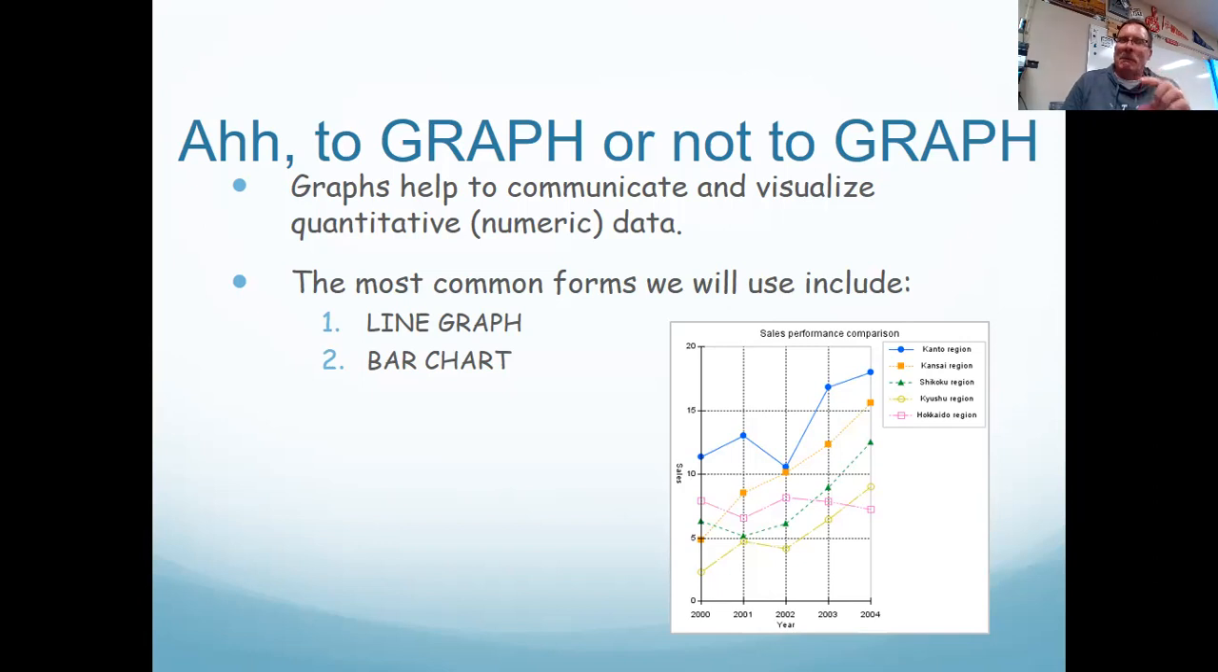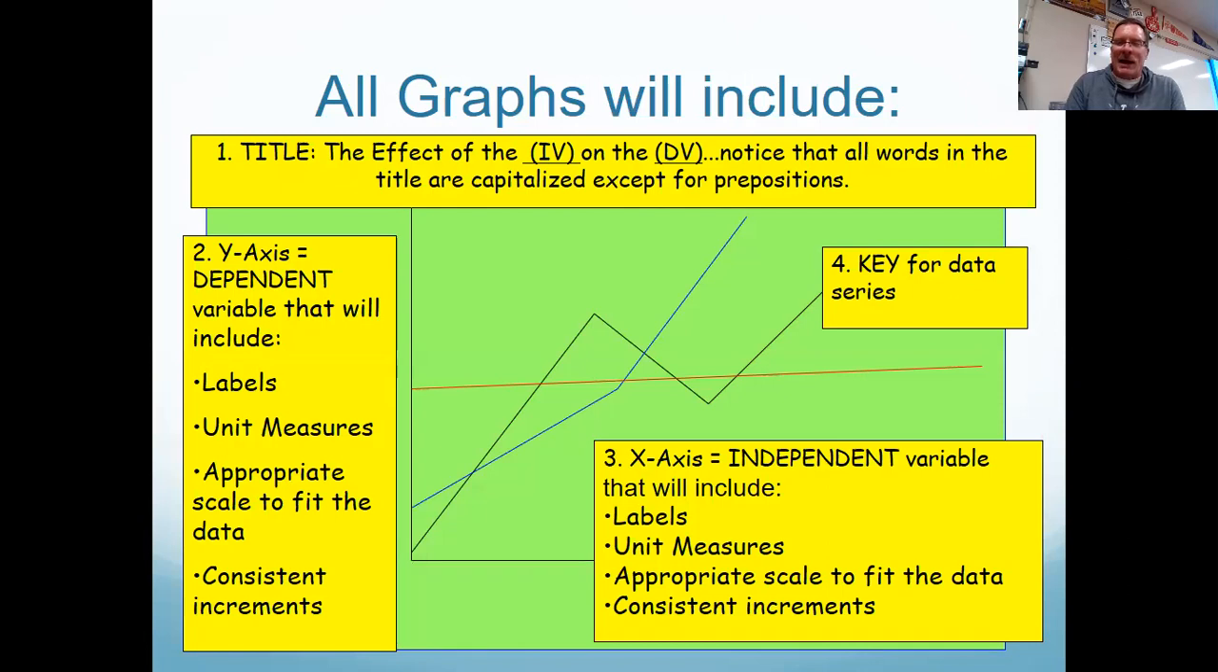And as we get more and more into using data in each class, we'll take a point at each as to when you do both or when you do either. But the key is the only real graph is a line graph. Everything else is a chart. Just trust me on this one. All graphs include in the title, and notice it's very much like your data table, the effect of the independent variable on the dependent variable. Notice that all the words in the title are capitalized except for prepositions.